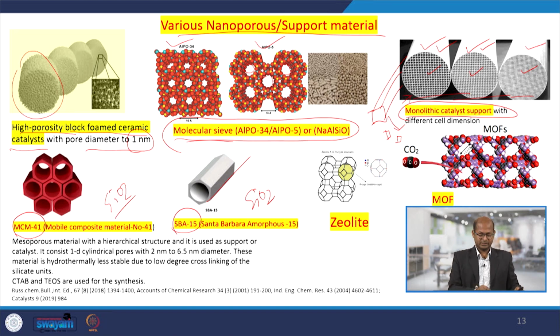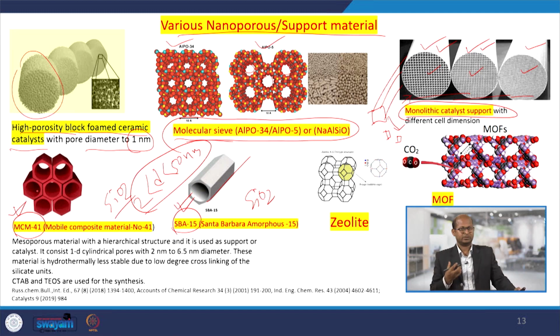So, these are actually mesoporous materials, with mesopore diameters of 2 to 50 nanometers. These materials are MCM-41 and SBA-15. How these support materials can be prepared, we will discuss.